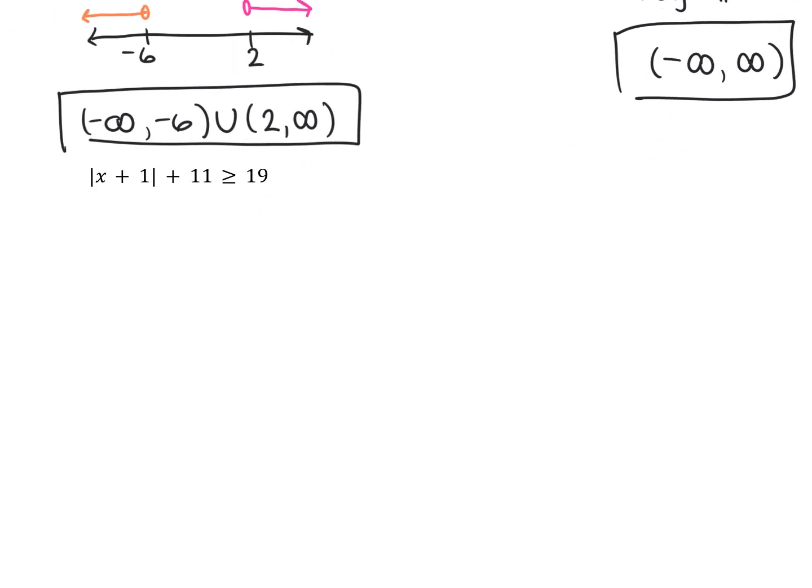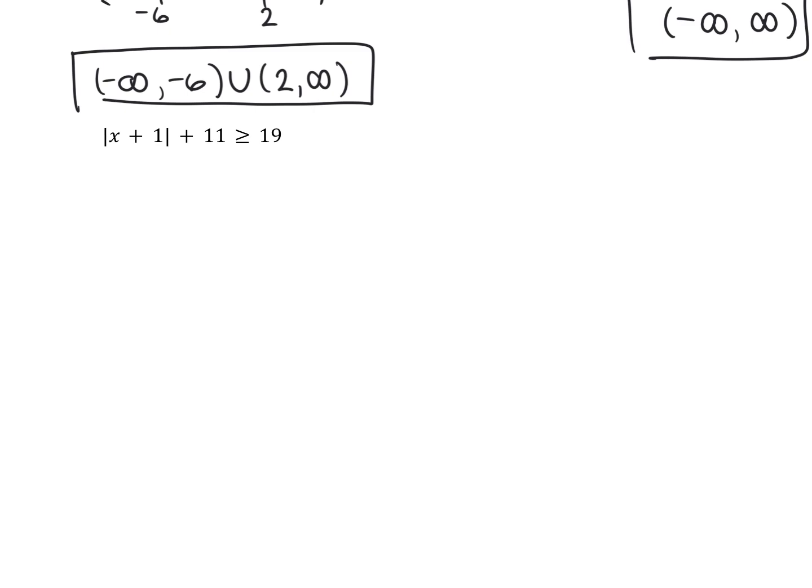And then for our last example, we have the absolute value of x plus 1 plus 11 is greater than or equal to 19. Just like when we're solving absolute value equations, in order to solve an absolute value inequality, you first have to isolate it. So my first step here is to subtract 11. Then we have the absolute value of x plus 1 is greater than or equal to 8. This is the inequality I use to set up my two inequalities. So I have x plus 1 is greater than or equal to 8, and then x plus 1 is less than or equal to negative 8.